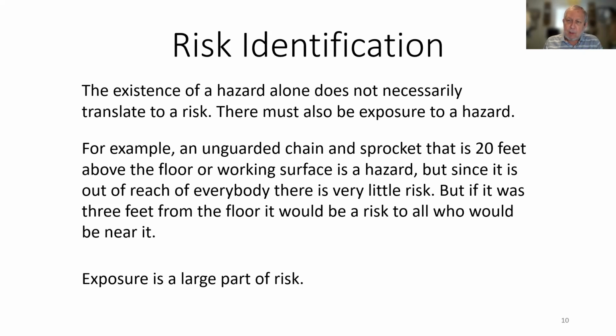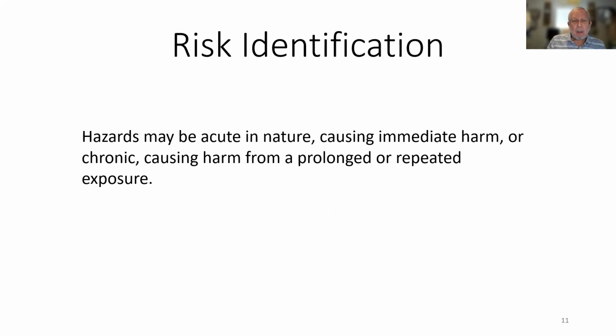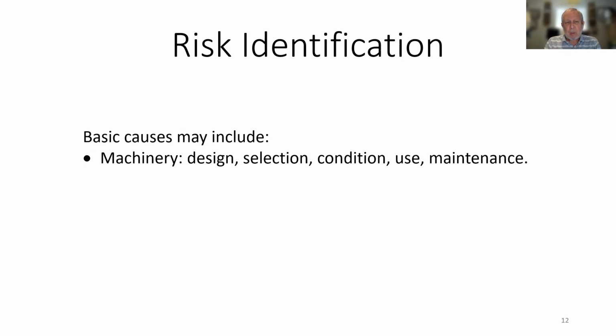There could be something there, but with nobody around it, not much exposure, not much risk. Hazards may be acute in nature, causing immediate harm, or chronic, causing harm from a prolonged or repeated exposure. This is the same as anything else: acute illnesses and acute injuries happen immediately, and chronic is long-term. Hazards work the same way.